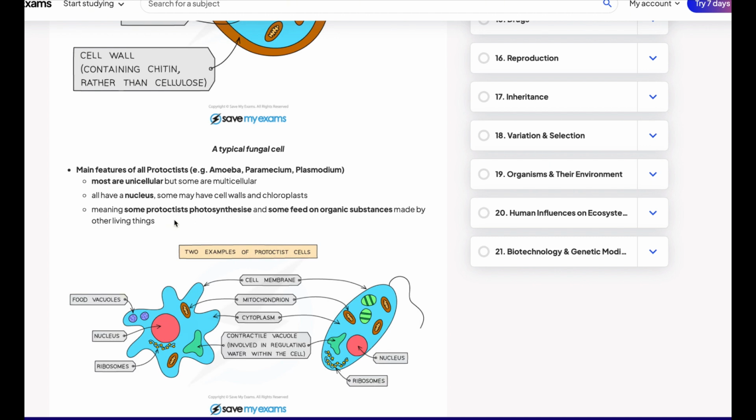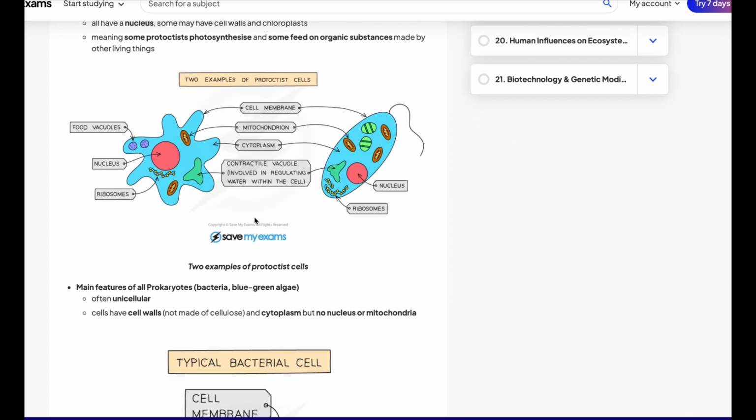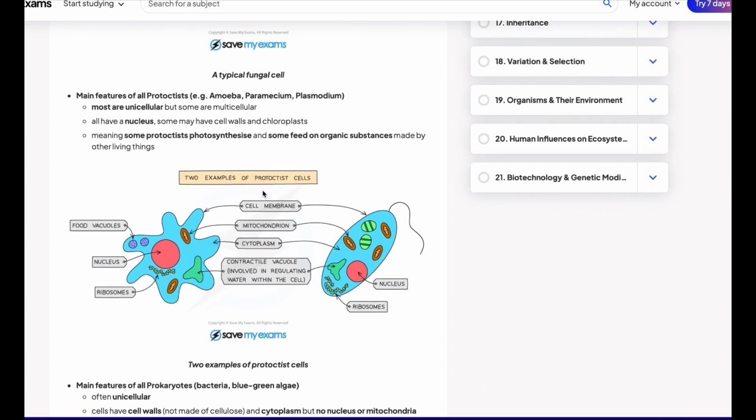Some protists photosynthesize because some of them have chloroplasts. Before you can photosynthesize and manufacture your own food, you must have a chloroplast. So those that have chloroplasts will be able to make their own food. Is that okay? Now here is the comparison between these two.